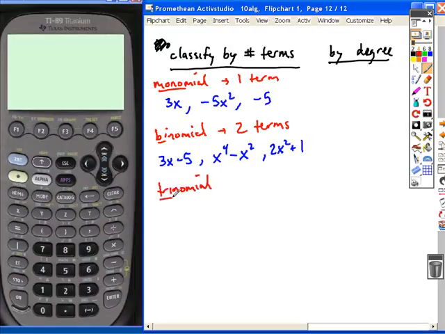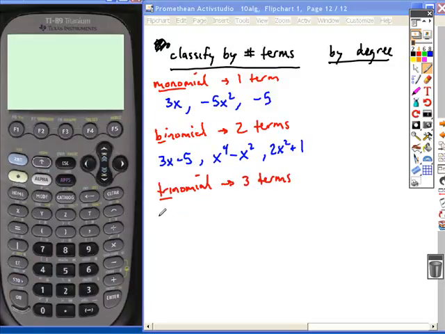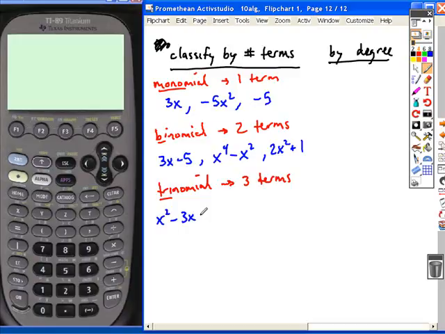Trinomial, again, when you look at the prefix, is three terms. So again, if you're looking at something like x squared minus 3x plus 2, this would be an example of a trinomial. It has three terms. Again, the power can be larger as well. And so anything with three individual terms separated by the plus or minus is going to be considered a trinomial.